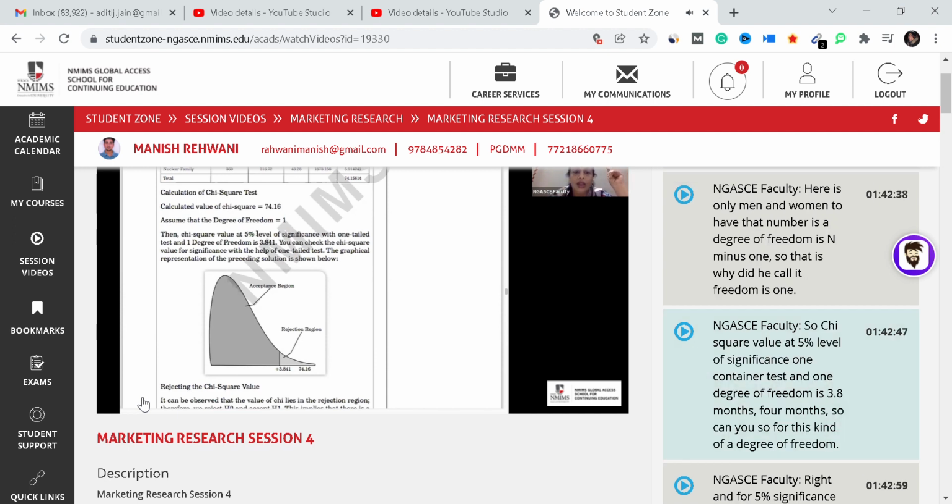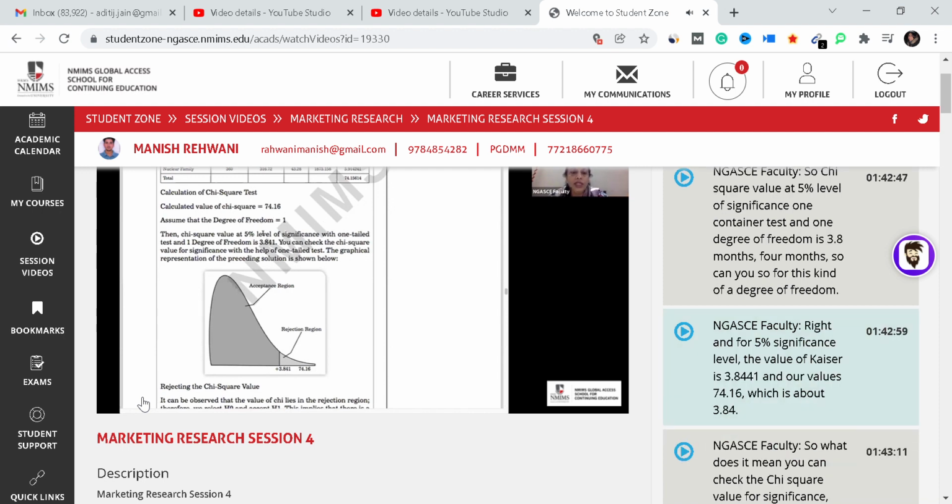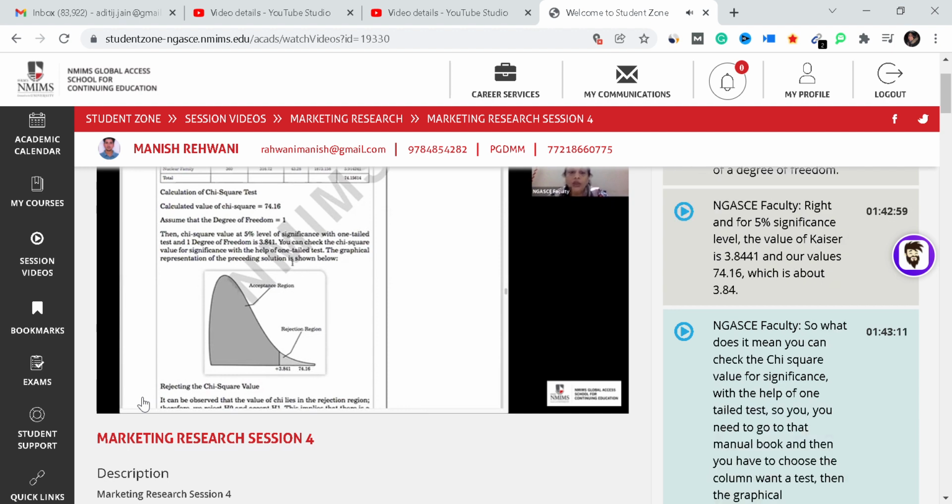So the chi-square value at 5% level of significance, one tail test and 1 degree of freedom is 3.841. So for this degree of freedom and for 5% significance level, the value of chi-square is 3.841. And our value is 74.16, which is above 3.841. So what does it mean?